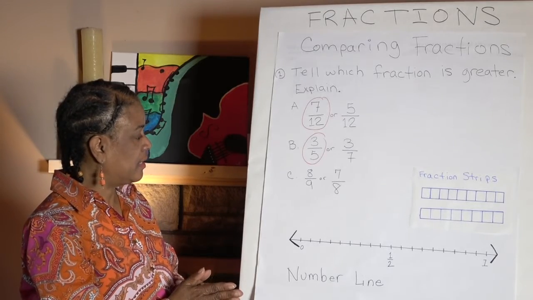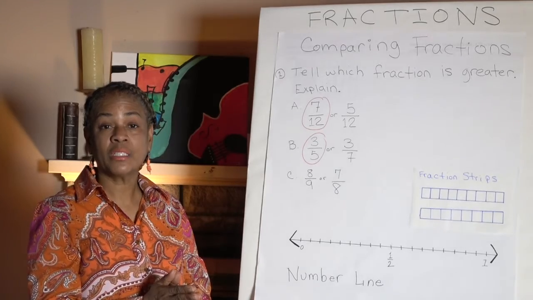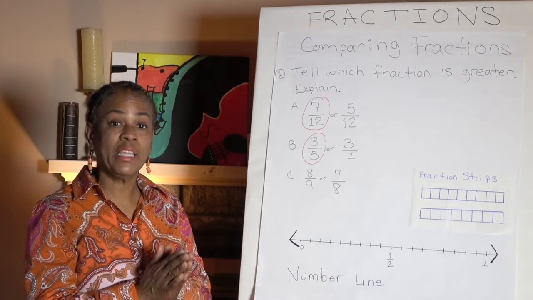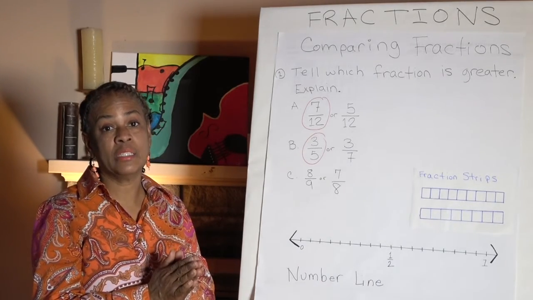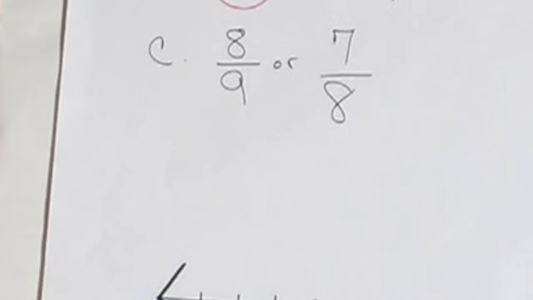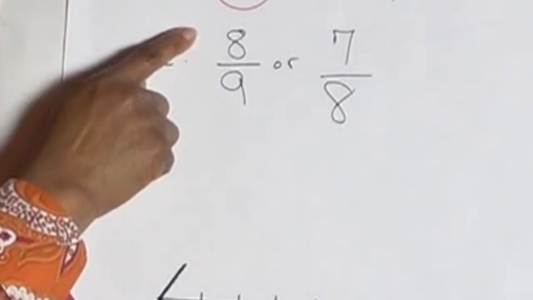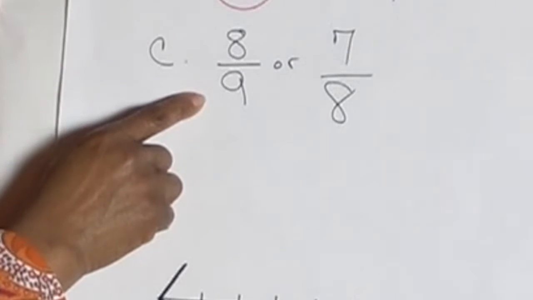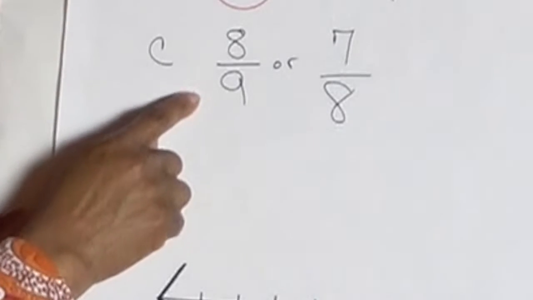Let's see. I say 9 is the smaller piece because I have more pieces of the same whole. I have more pieces, so the pieces get smaller as I make more pieces. Okay? Now look at this. This is interesting. 8/9. Well, 8 is only 1 piece away from being a whole. 8/9. If I had 9/9, I would have a whole. So I only have 1 piece missing.